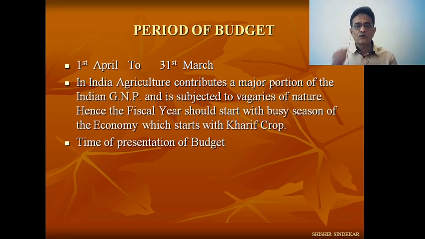Previously the time of presentation of the budget was 5 p.m. in the evening, and it was just because the British government wanted to impose their laws.